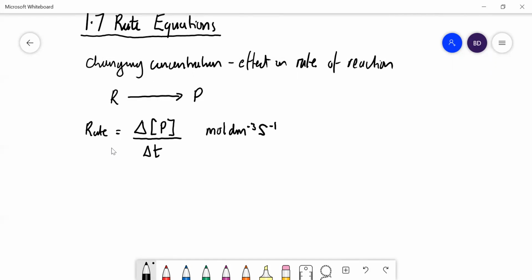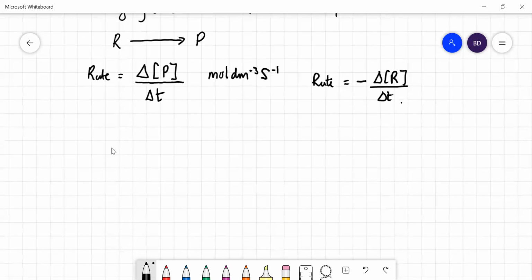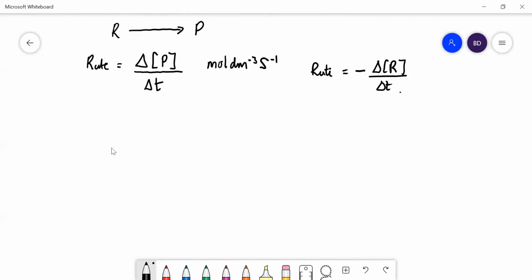Alternatively, rate can also be described as how quickly the reactants disappear. So you can also have rate is equal to minus, because the concentration of the reactant is always dropping, the change in concentration over time. It's okay to describe it that way as well, and it has the same units, mol per dm^3 per second. All right, let's have a little think about a reaction such as magnesium plus hydrochloric acid goes to magnesium chloride and H2 gas.